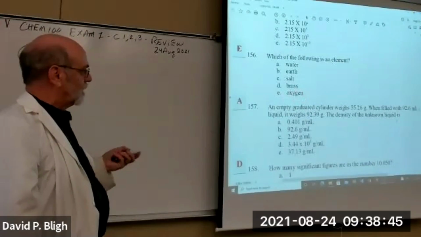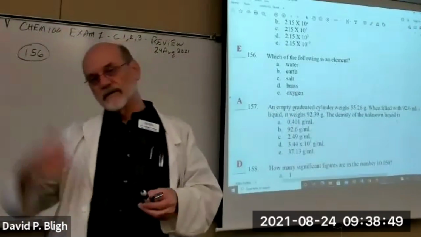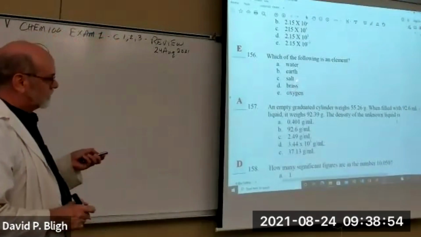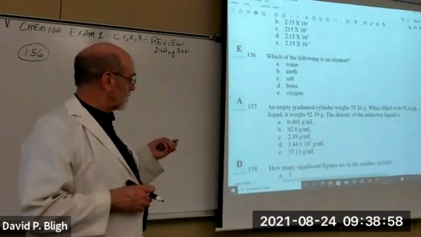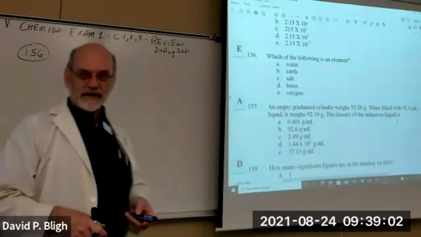Oxygen. Oxygen is an element for the reasons I've said. Also, it's on the periodic table. That's probably the easiest way to determine element, right? If you got a name here and it's on the periodic table, there you go. It's an element.